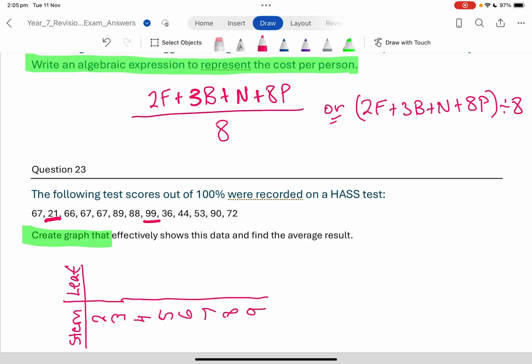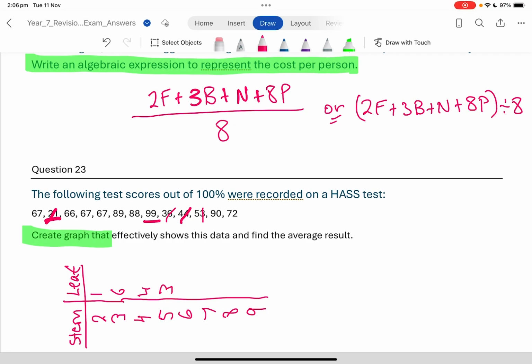If we are starting with that 21, we're going to put a 1 in the leaf. Do I have any 30s? I've got a 36, so we'll put a 6 for the 30s. Have I got any 40s? I've got a 44, so we'll put a 4. Have I got any 50s? I've got a 53, so we'll put a 3 for the 50s.